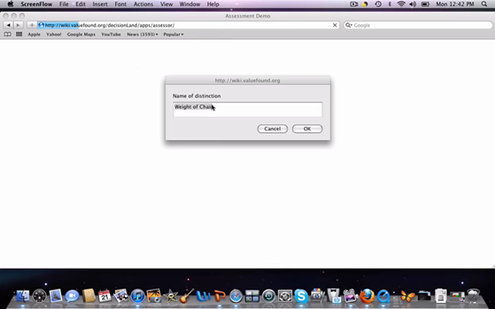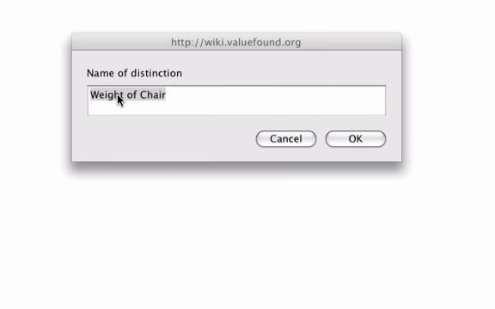So we start by specifying the distribution on a particular distinction. So what's that distinction? Here, for instance, we are interested in assessing a distribution on the weight of a chair that's in front of us. For this exercise to make sense, I suggest that you try this with a chair in front of you and see how it turns out.